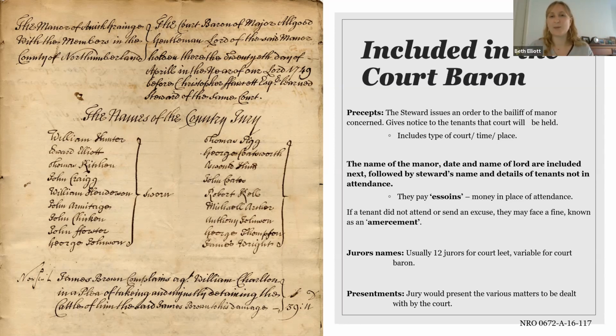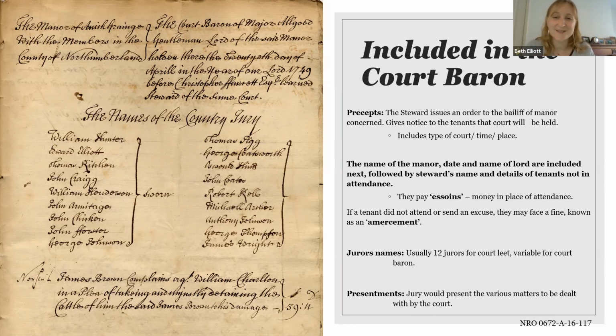You tend to find in the court baron, you may find precepts attached to those. That's where the steward has asked the bailiff to tell people that there's a court, because obviously they had to attend. So on that, you'll get the type of the court, the time, the place. Below that, we've already mentioned this, name of the manor, date, lord, steward's name. Cut off from this, but you will also get details of the tenants not in attendance.